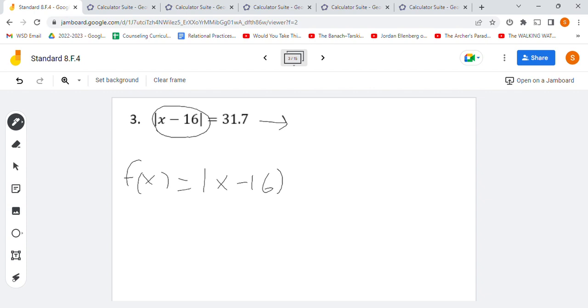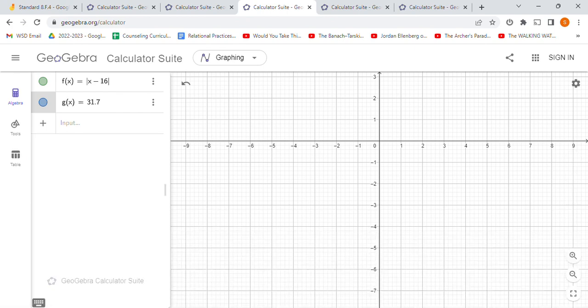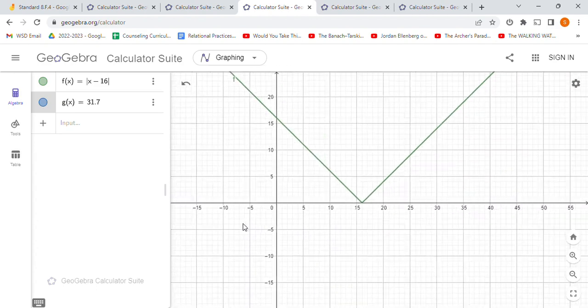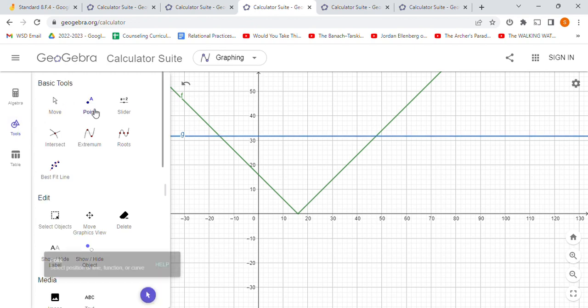And on the right side, we have g of x equals 31.7. Let's go to the graphing calculator. We have both of those equations typed in here. I can't see either one, so let's go ahead and zoom out. All right, we have a horizontal line and an absolute value equation, which we can see has two intersections, so we make sure that we find both of those.